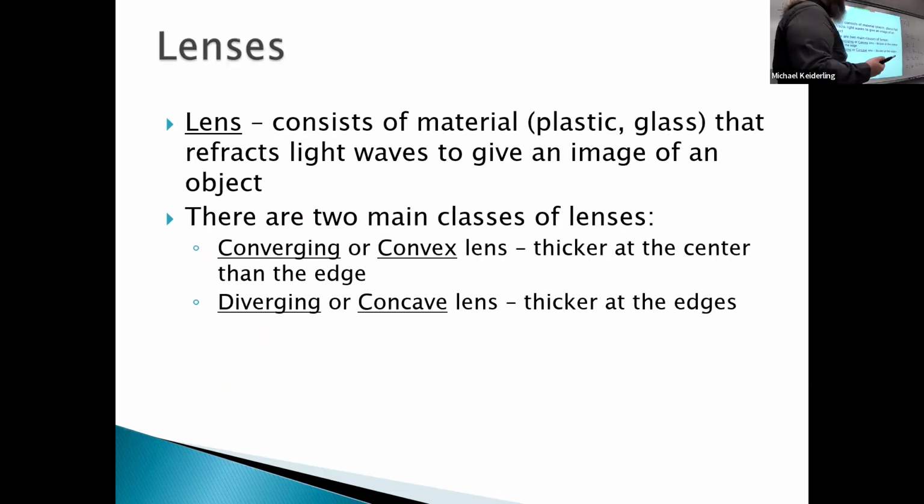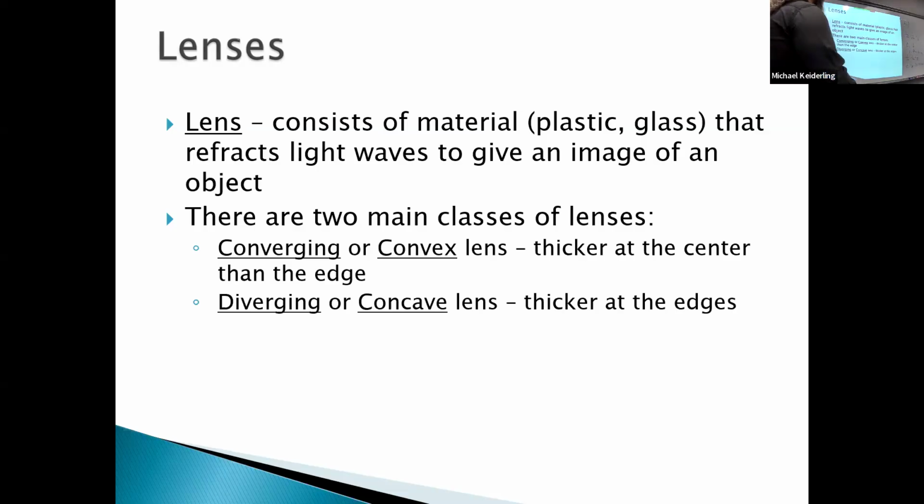Now, the other way we can focus light is with a lens. Mirrors focus light with reflection. Lenses focus light with refraction. They bend light by passing it through a different material. They consist of some material, plastic or glass, that refracts light waves to give an image of an object.